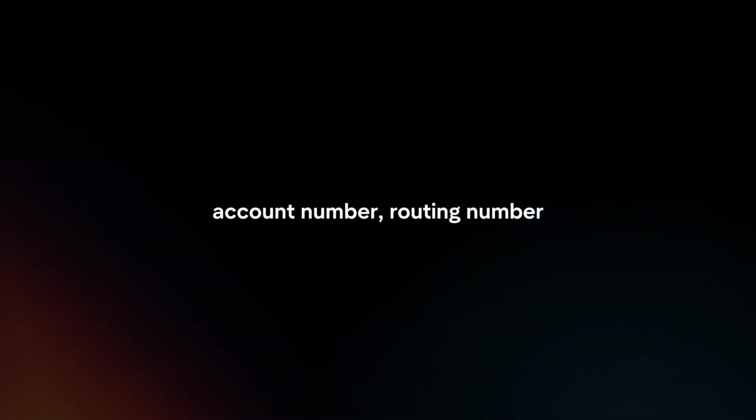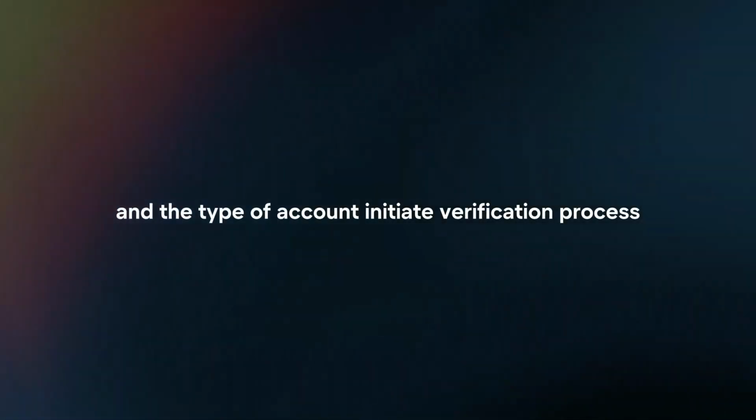Add external account. Choose the option to add a new external account for transfers. Enter account information. Provide the necessary details for the external account you want to verify. This typically includes the account holder's name, account number, routing number, and the type of account.